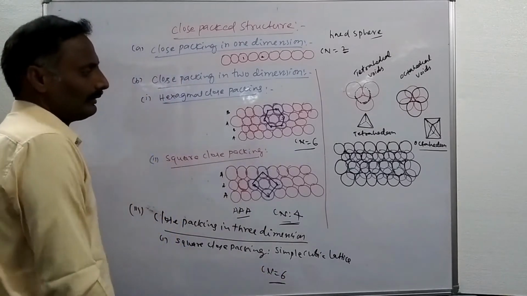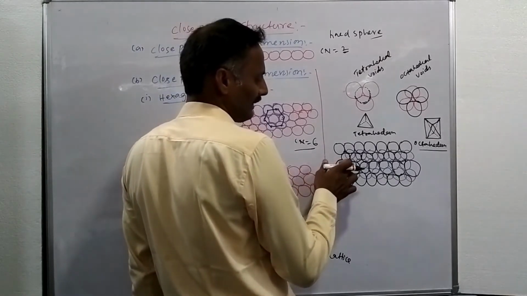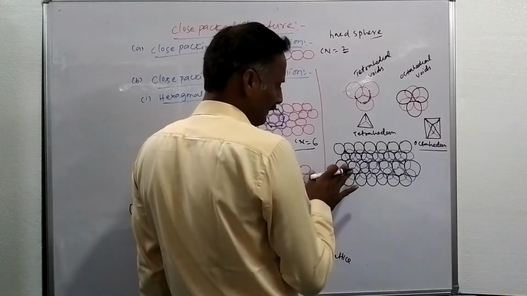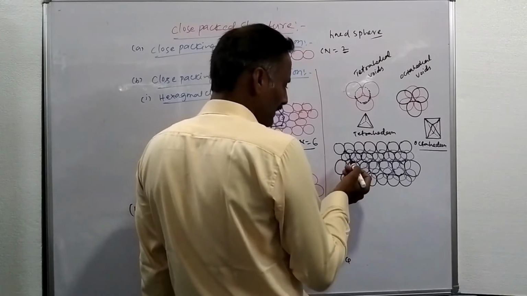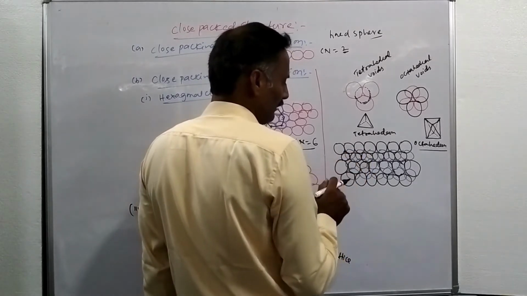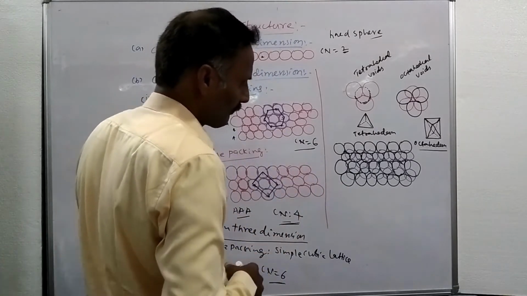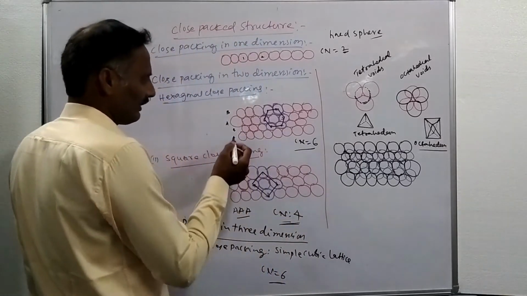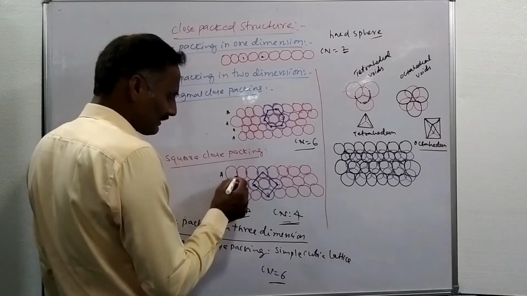For example, this is the first layer, and this is called the second layer. When the second layer particles are placed on the first layer in such a way that the depressions of the first layer are covered by the second layer, it generates octahedral voids and also tetrahedral voids. During the arrangement of two-dimensional close packing, or hexagonal close packing, here you will get some voids.